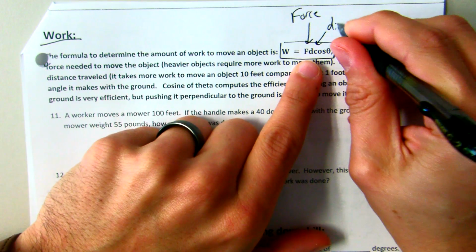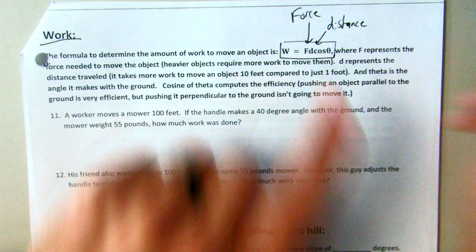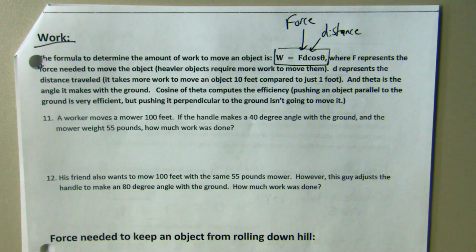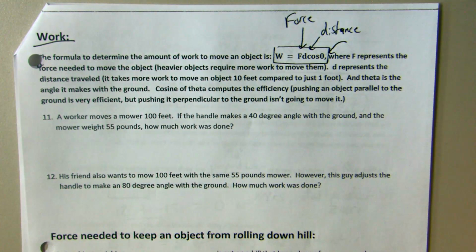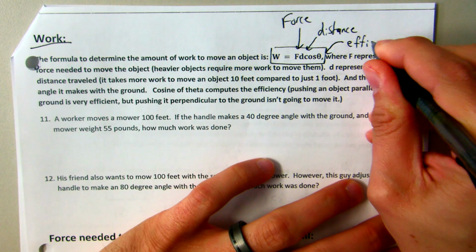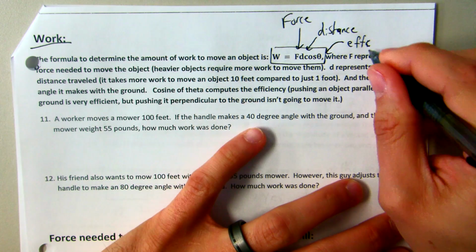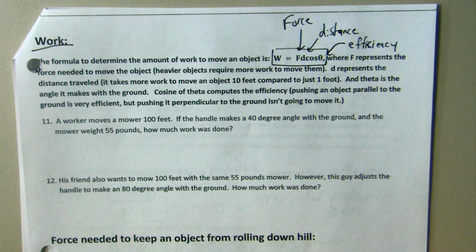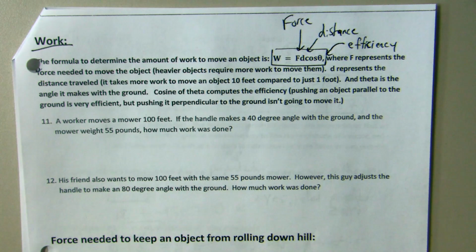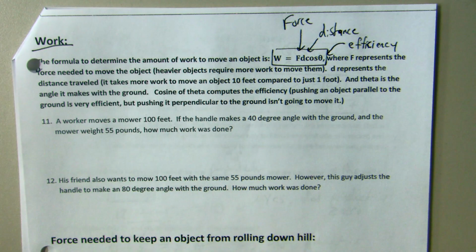This D is for distance. Moving something 1 foot is a lot easier than moving it 100 miles. So that takes care of that. And then the angle that we plug in is going to represent the efficiency. Because cosine deals with horizontal distances. So if you're trying to move something, pushing your work at a 10-degree angle is different than pushing it at an 80-degree angle. Both of those would move the object, but one of them is going to be more efficient than the other.